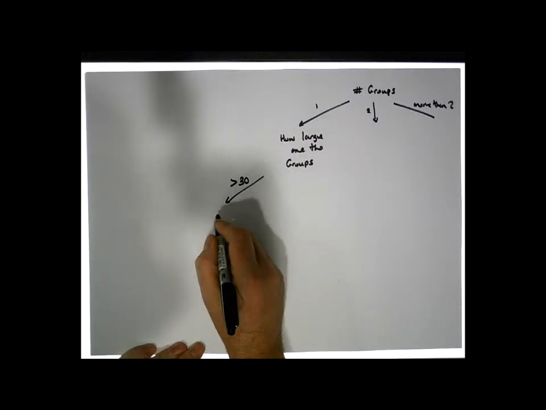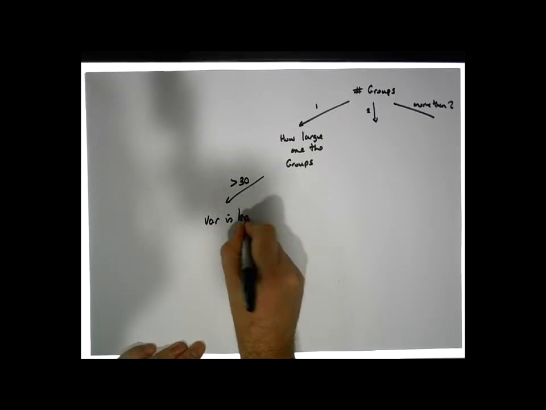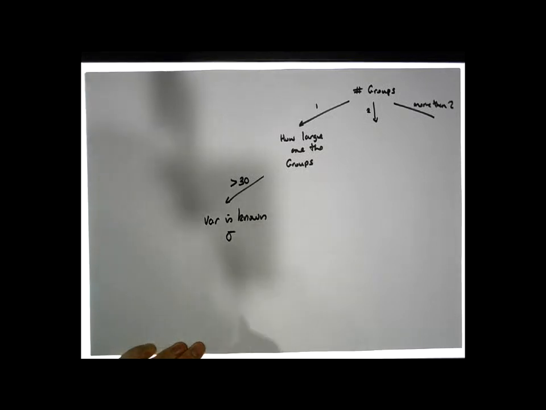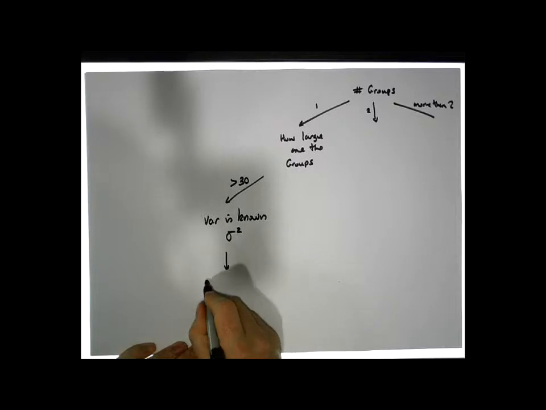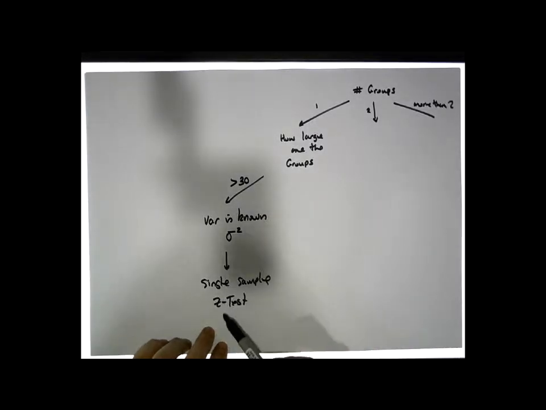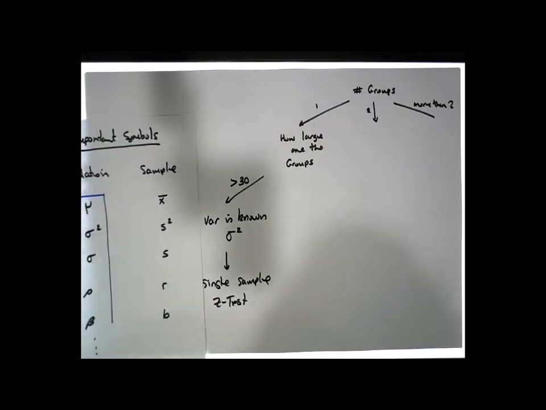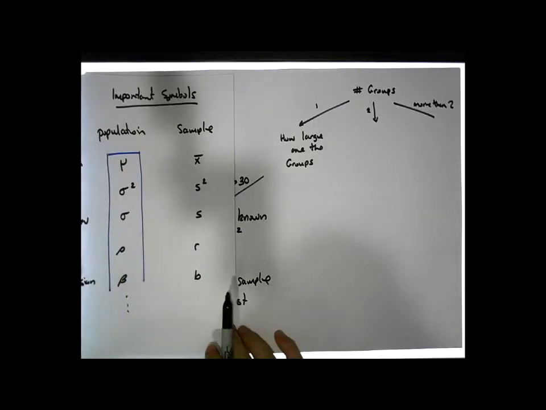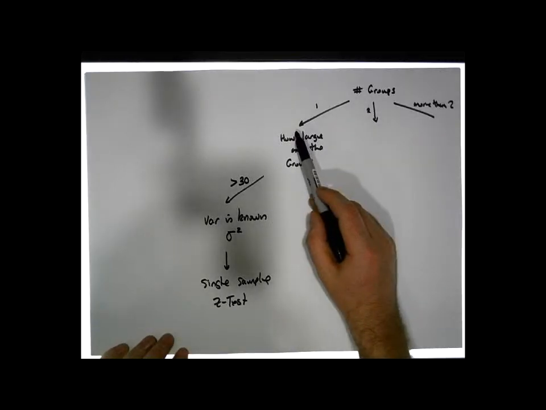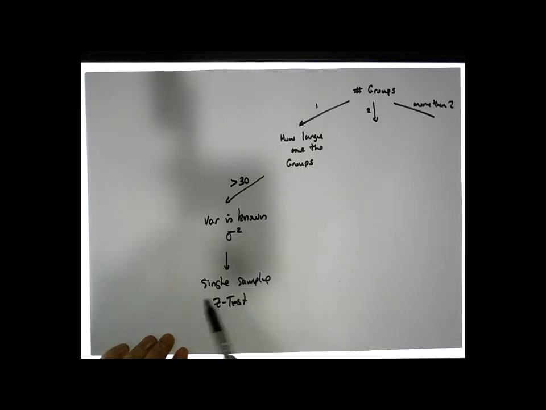If there are 30 or more observations in the group, and also if the variance is known, in other words, we know the value of sigma squared, well, then we're into a single sample Z test. So we do a single sample Z test when we want to test a population mean value against a specific value. But we do it when we have one single group, the number of observations is greater than 30, and the variance is known.